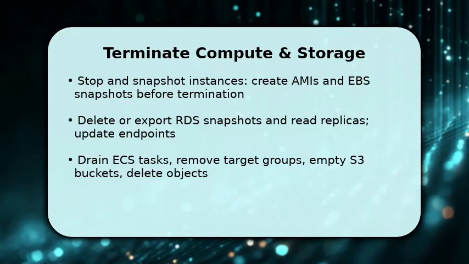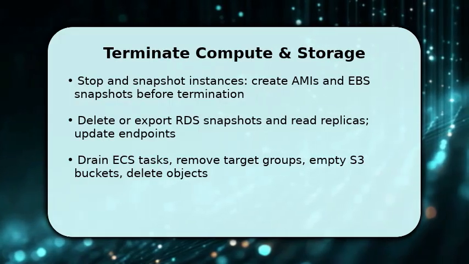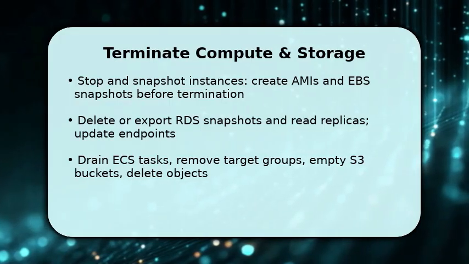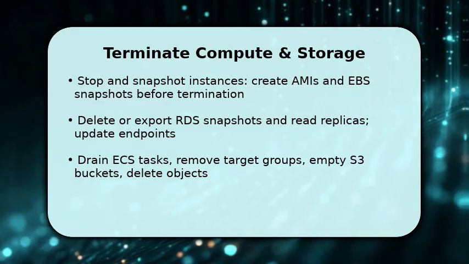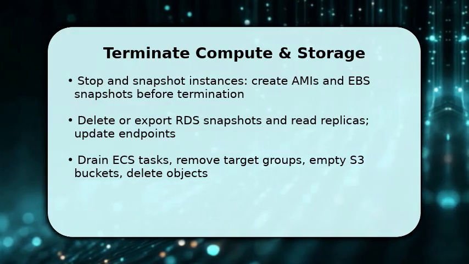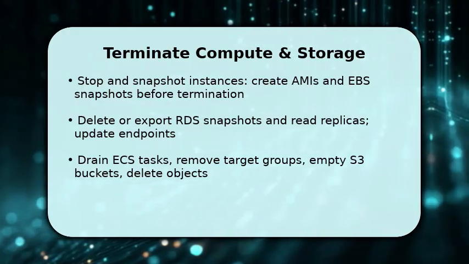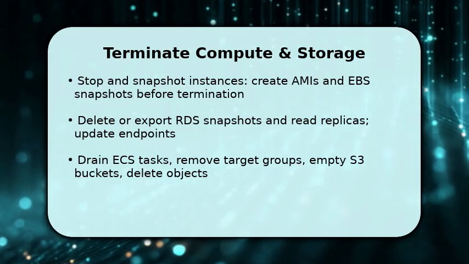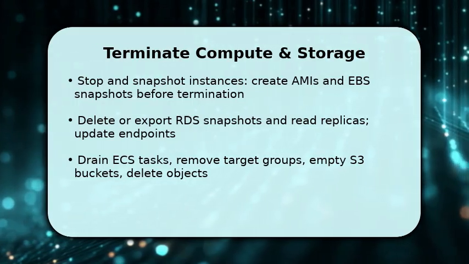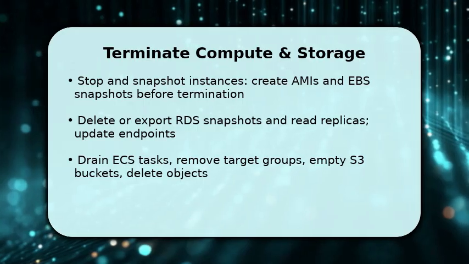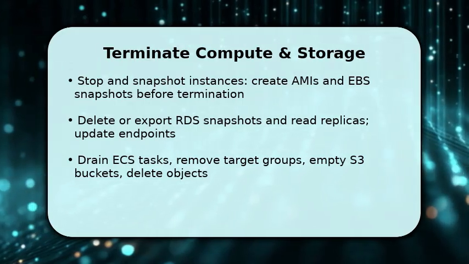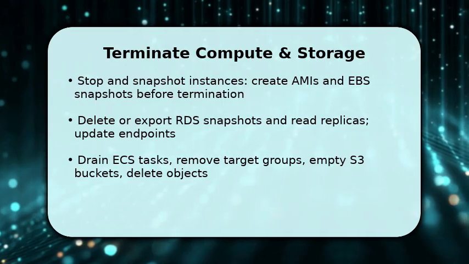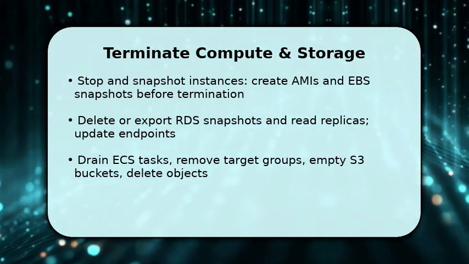Now you focus on compute and persistent storage. Stop EC2 instances and create AMIs plus EBS snapshots so you can restore later. Terminate instances only after snapshots complete. For RDS, take final snapshots and remove read replicas, update any DNS entries. Drain ECS services and stop tasks, then deregister targets from load balancers.